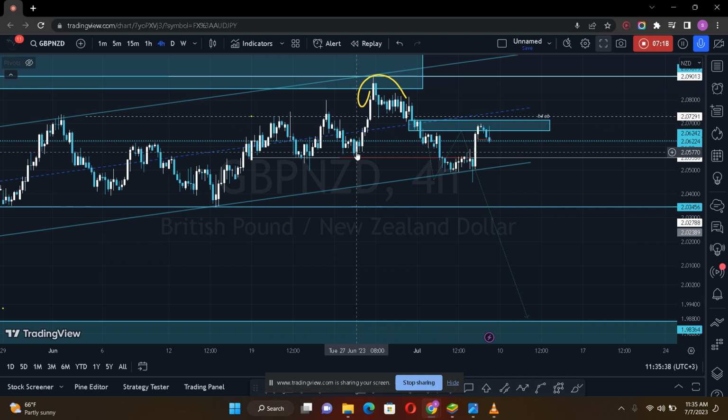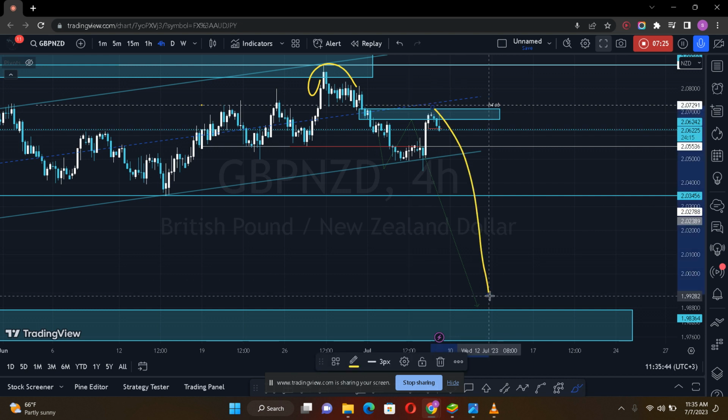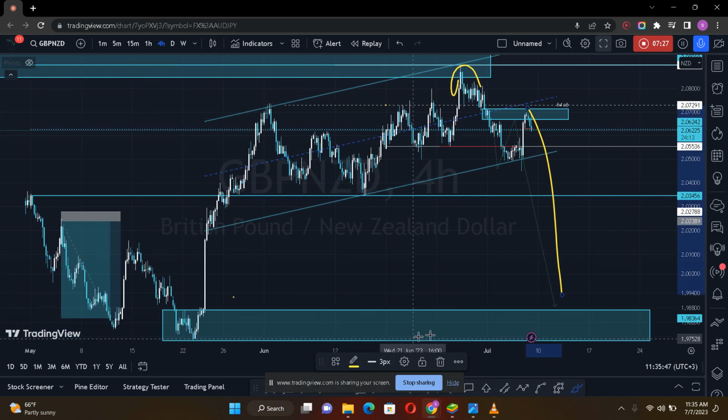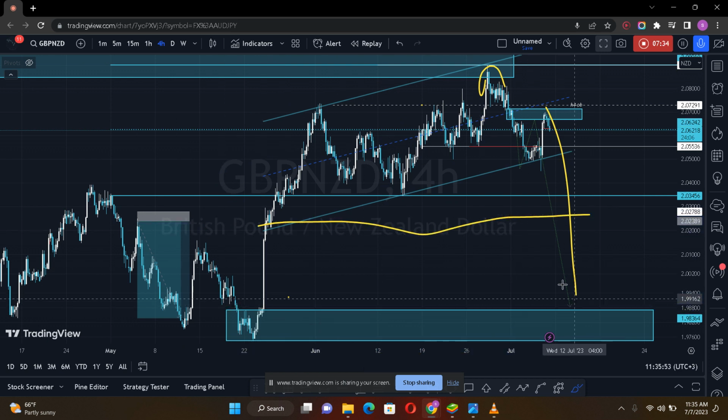So this is how my short looks like. Let me first clear my charts. Second. So I'm looking to ride this whole move down. However, I have two targets. So this level is my first target. Then this is my second target. By that I mean take profit levels.